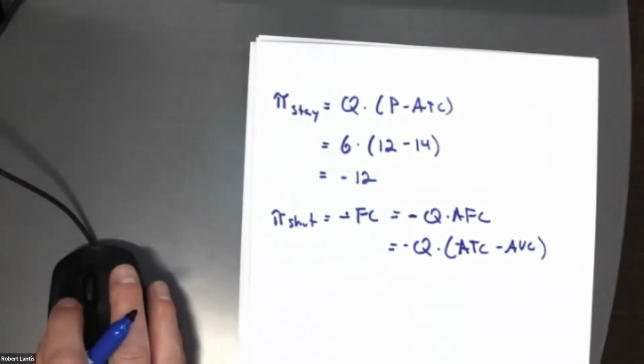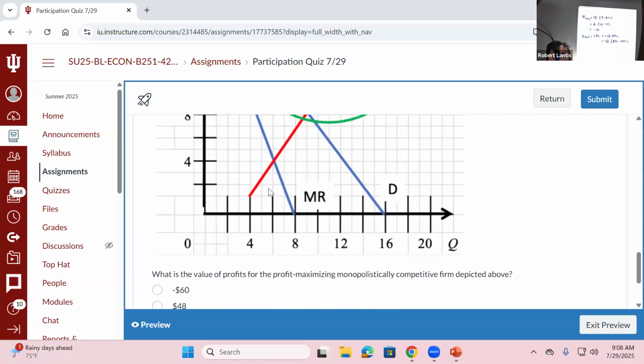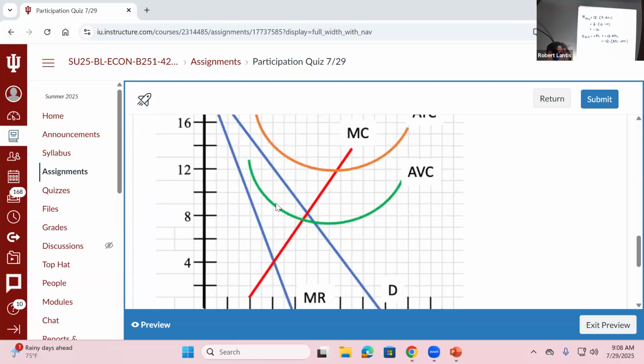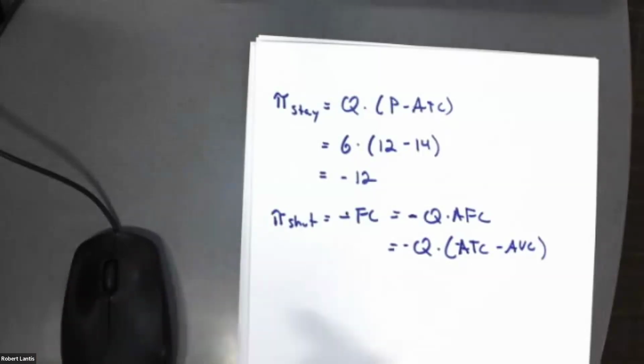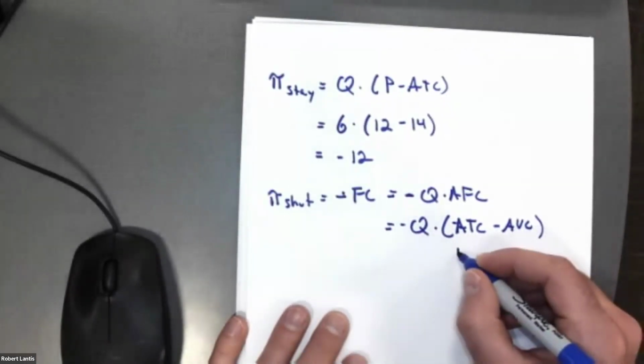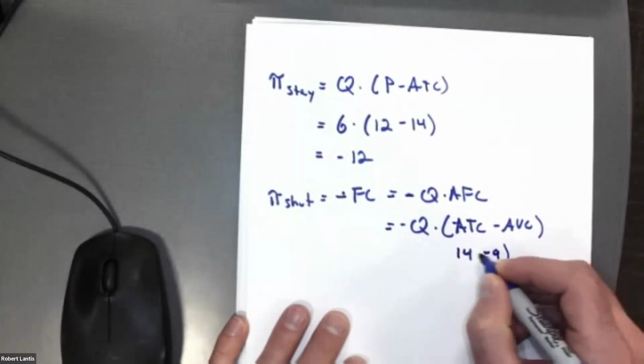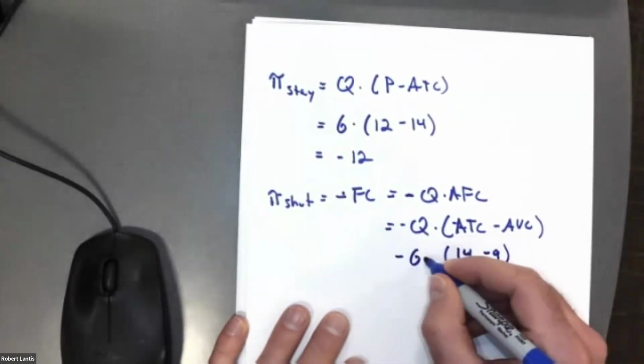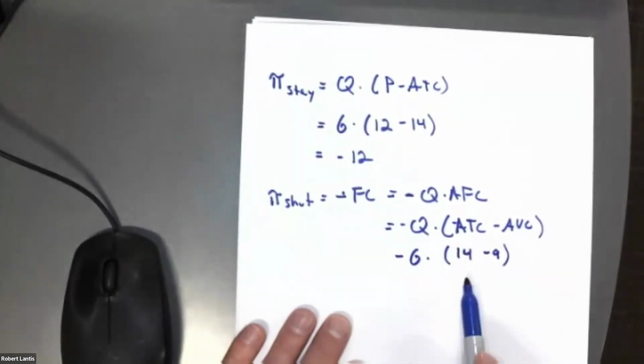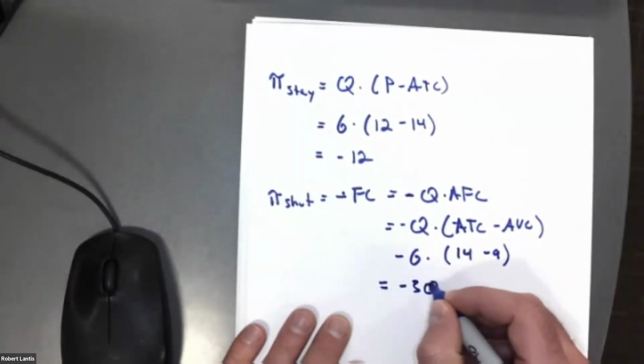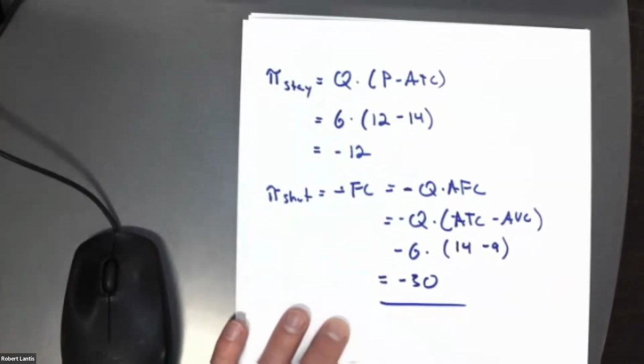So I'm going to look at this quantity of 6, and I say, okay, the average variable cost is 9. The average total cost was 14. If I do this math, what do I end up finding? Negative 30 would be my profits if I shut down.